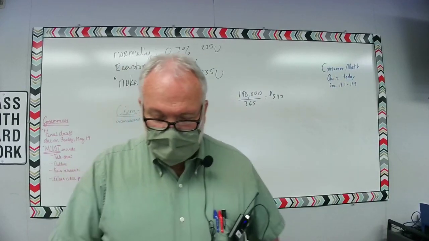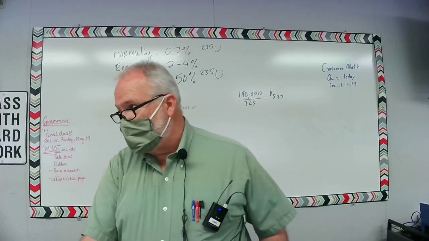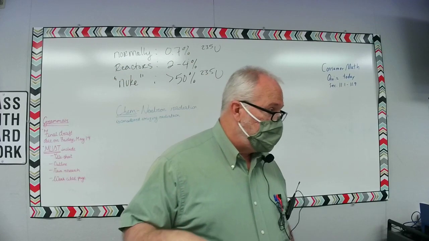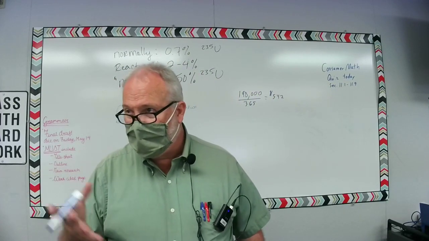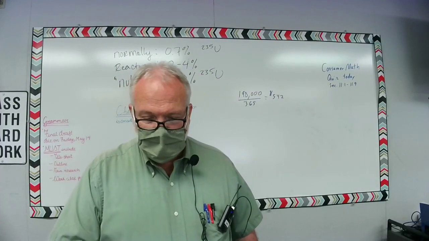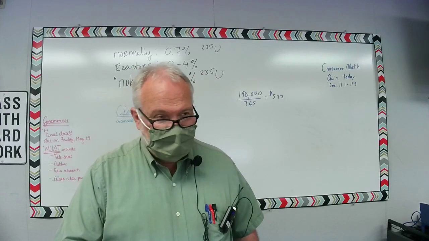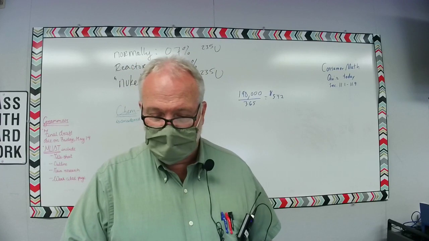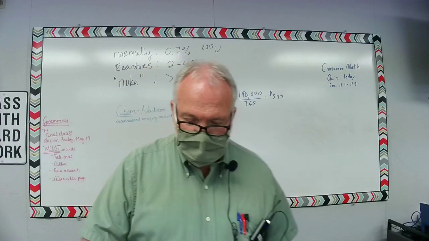Now, that may have come out to 541.6 or something like that. So we're just rounding up to the nearest whole dollar or rounding down, however the case may be, just to give us an exact whole number that we can work with. So this is your first step.